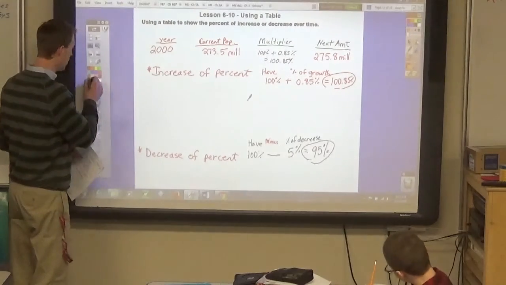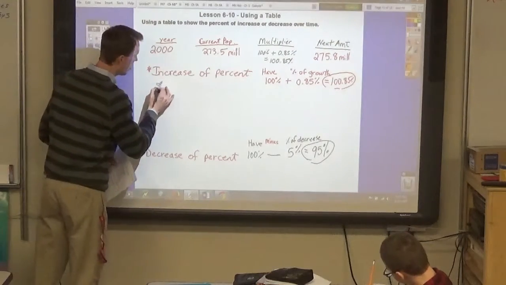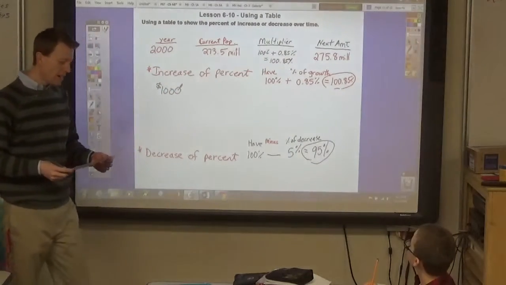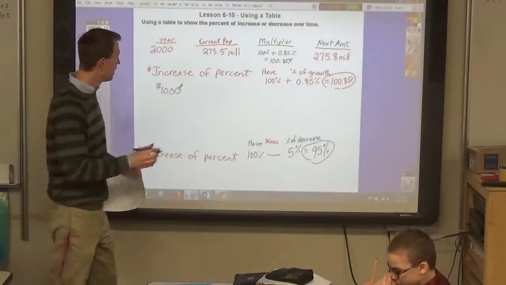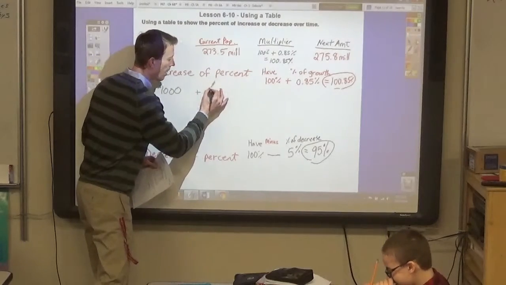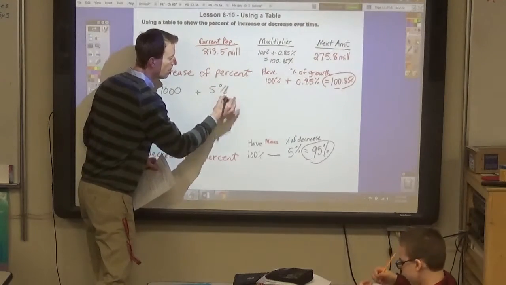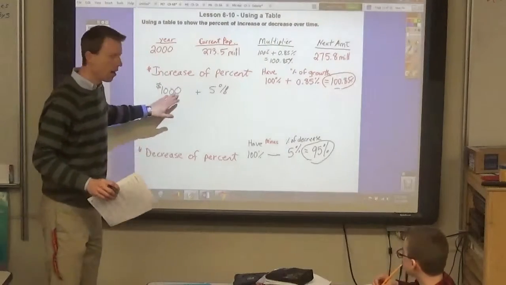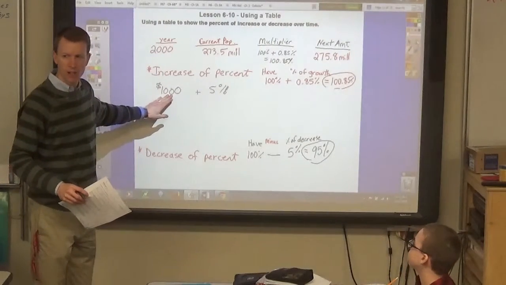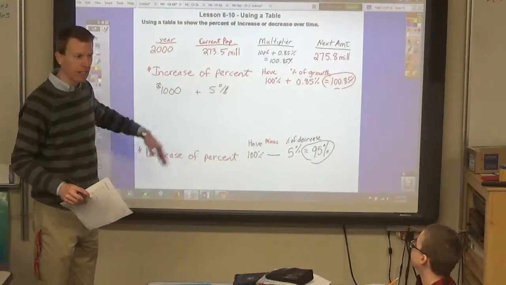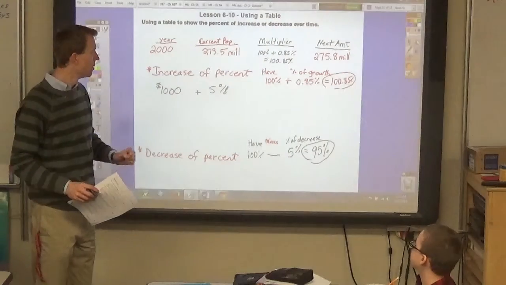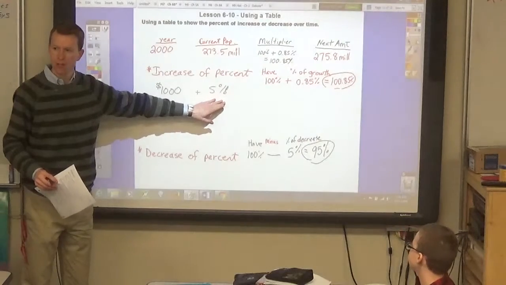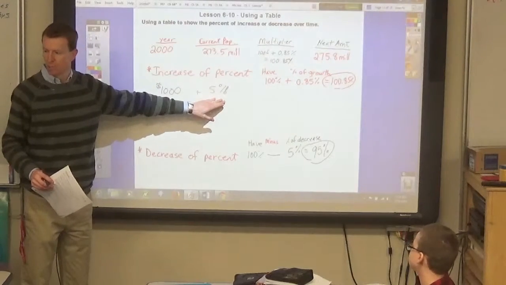The first year starts with $1,000, and then it says that you get 5% per year. You get 5% of this amount, whatever's in the account, added to the account in interest. So, how much is this amount? How would you find out this amount?